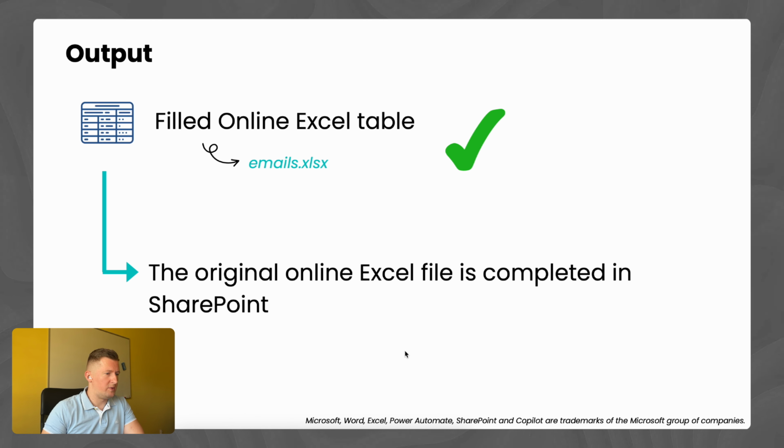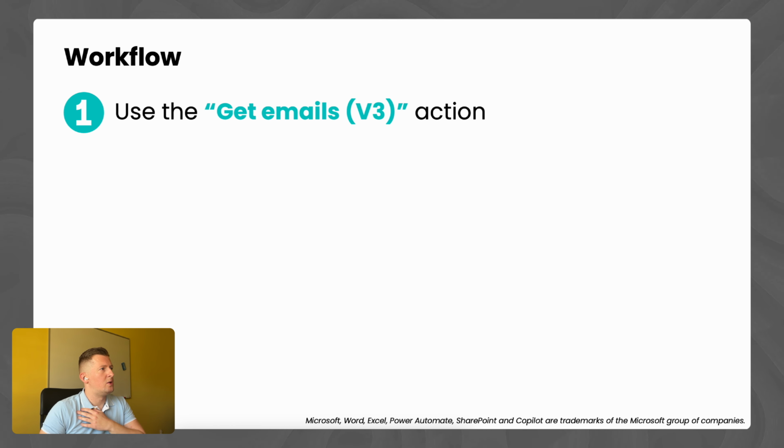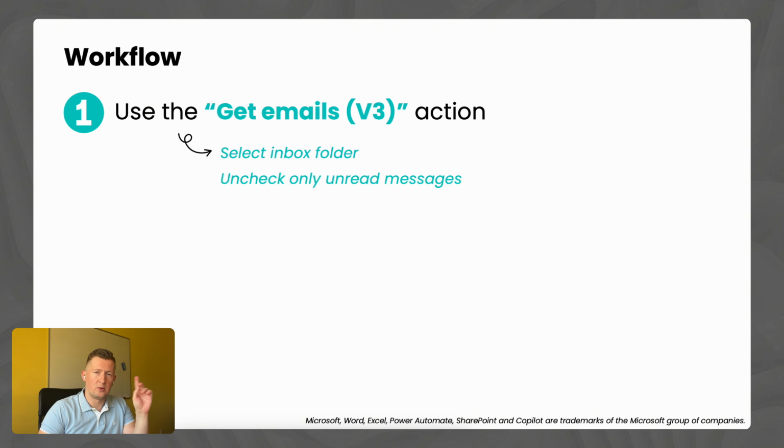Now, how can we manage this? What is the workflow in this case? We are creating a new topic in the Microsoft Copilot Studio agent, and we will start with the get emails action, in which we are setting the inbox folder where we need to get the email data from. And also very important, we need to uncheck the option to search only for unread messages.